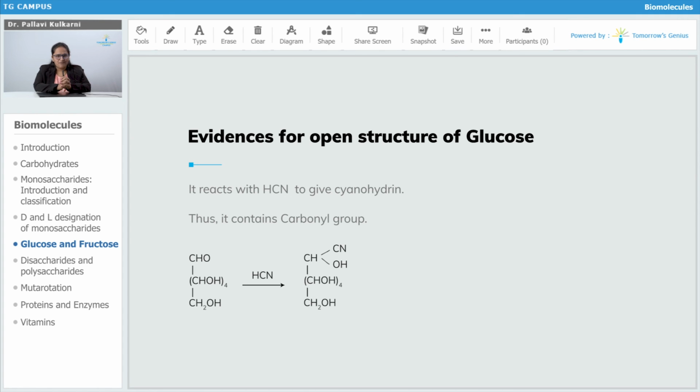Similar to the oxime formation, we can also prove the presence of a carbonyl group by treatment of glucose with HCN. It gives the formation of cyanohydrin. Whenever a carbonyl group is present in your compound which you are treating with HCN, it will give the cyanohydrin. This also proves the presence of a carbonyl group in glucose.